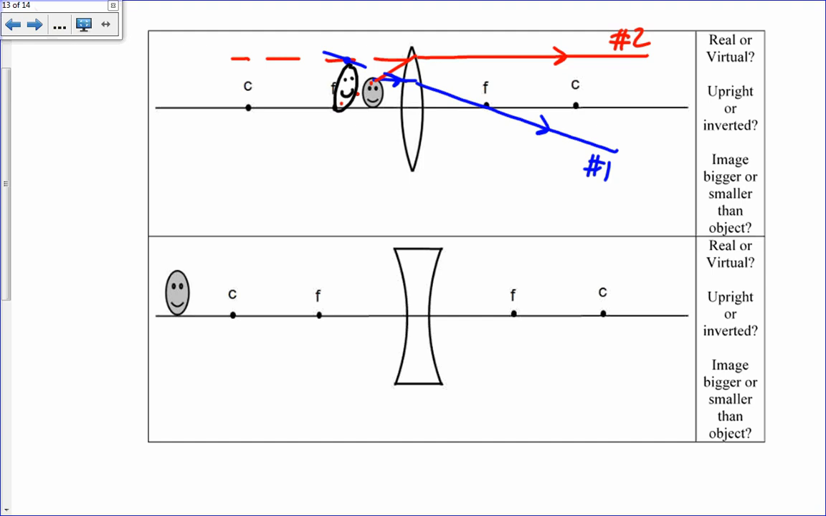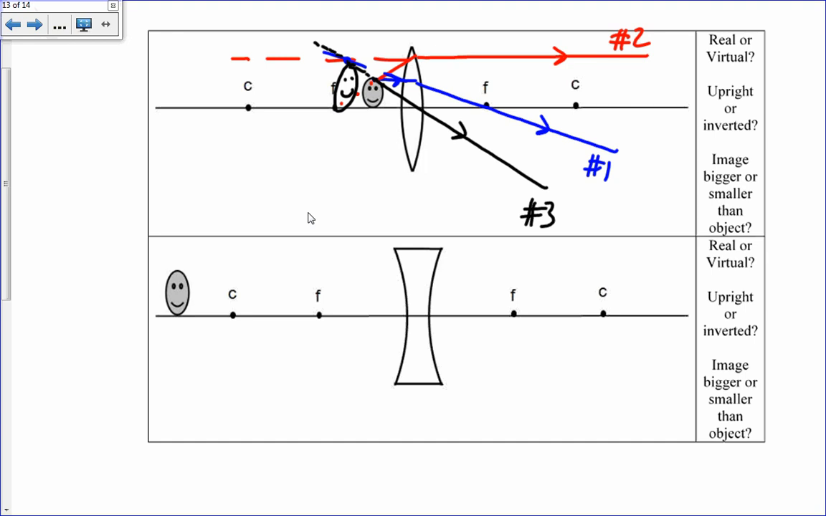I can draw another ray through the center of the lens and then trace it back. Shows me where it is. This is ray number 3. One more. Parallel to the axis through the focal point.